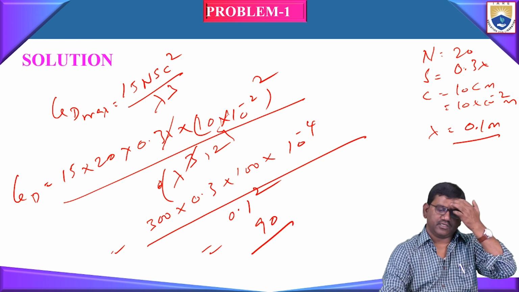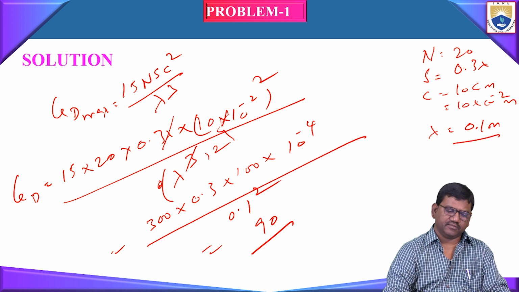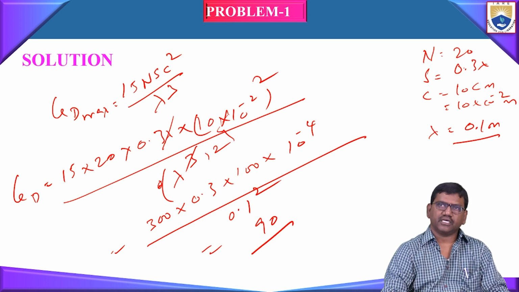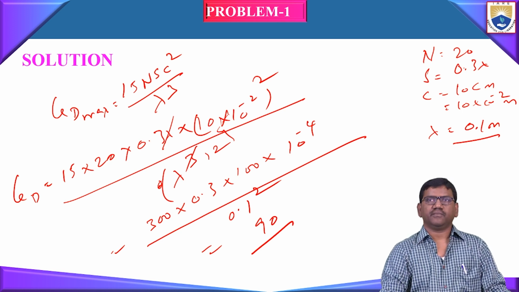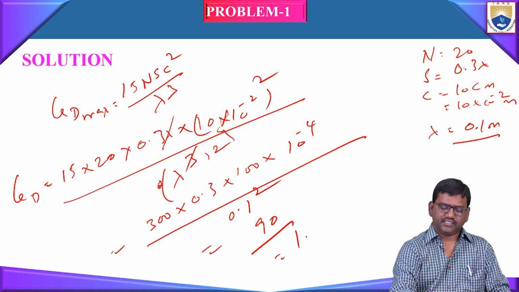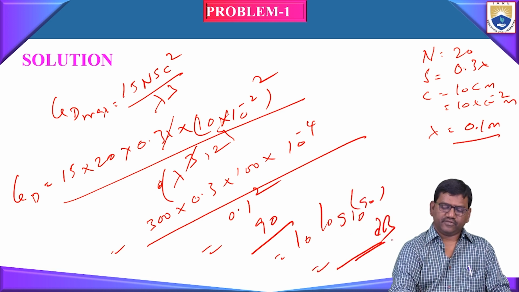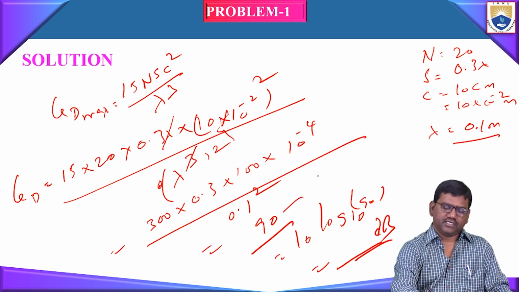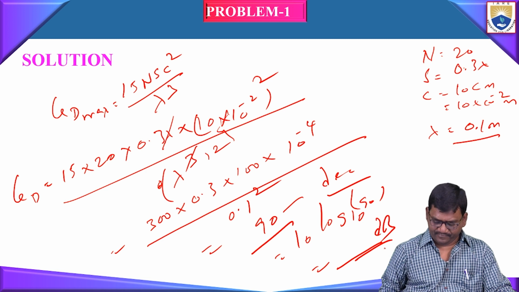So 300 into 0.3 into 100 into 10 power minus 4 divided by 0.1 squared gives the decimal value of 90. We can also convert this into a dB value by the formula 10 log 90. So this is the decimal value and this is the dB representation.